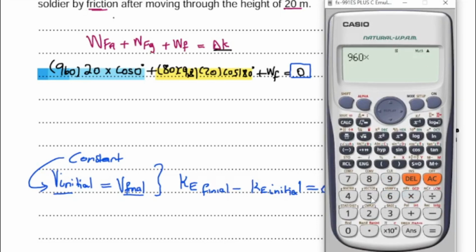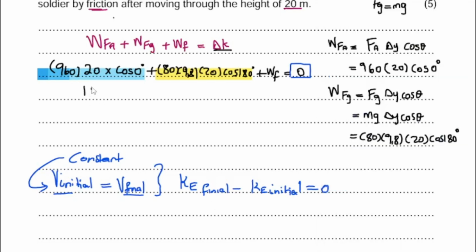It's multiplied by 20, and we multiply that by the cos of 0. So the cos of 0, what do we get? We get 19,200. So I'm just going to write this down. So this is 19,200. Now let's work on the other one.